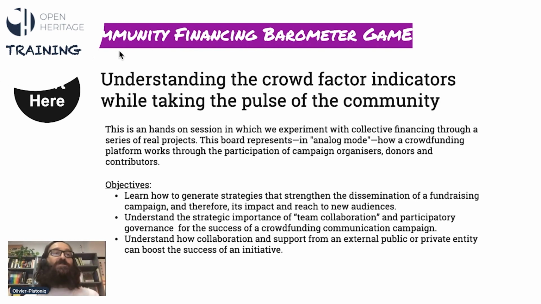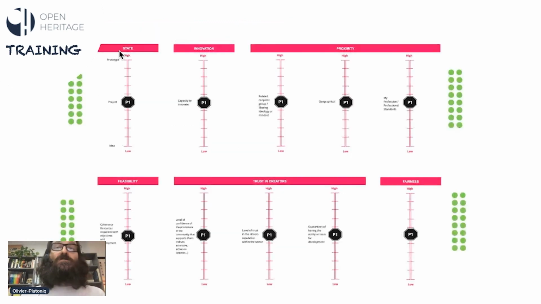So the objective of this game is basically to learn how to generate strategies that strengthen the dissemination of a fundraising campaign, understanding the strategic importance of team collaboration, collective intelligence and participatory governance, and how this is combined, again, in these cycles of co-designing a project, co-designing governance, co-designing a design and impact strategy, and co-designing a funding campaign, and then measuring it at the end of the chain. This game also makes you understand how collaboration and support from an external public or private entity, such as the cases we've seen in the match funding scheme, can boost the success and improvement of your initiative. So this is how the Miro board looks.